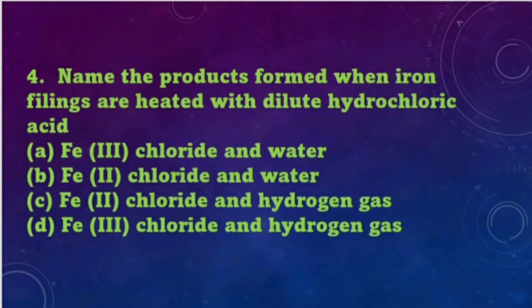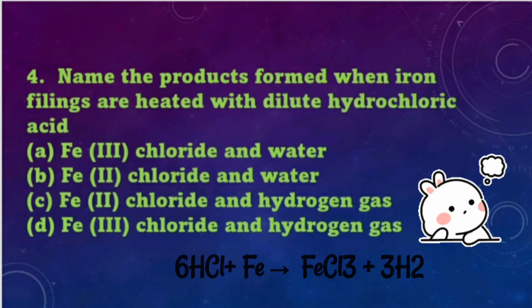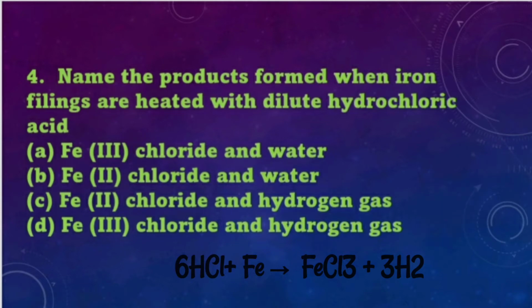Question number 4. Name the products formed when iron filings are heated with dilute hydrochloric acid. Now if you write the equation, it becomes iron reacts with hydrochloric acid to give iron 3 chloride and hydrogen gas. So the answer will be option D, that is Fe3 chloride and hydrogen gas.